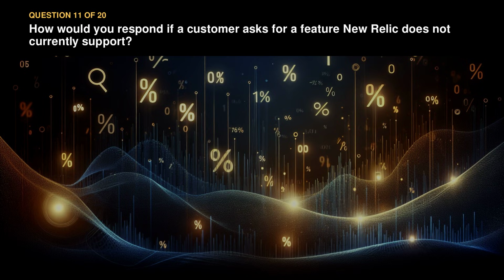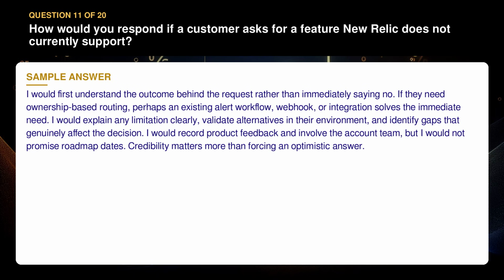Question 11. How would you respond if a customer asks for a feature New Relic does not currently support? I would first understand the outcome behind the request rather than immediately saying no. If they need ownership-based routing, perhaps an existing alert workflow, webhook, or integration solves the immediate need. I would explain any limitation clearly, validate alternatives in their environment, and identify gaps that genuinely affect the decision. I would record product feedback and involve the account team, but I would not promise roadmap dates. Credibility matters more than forcing an optimistic answer.